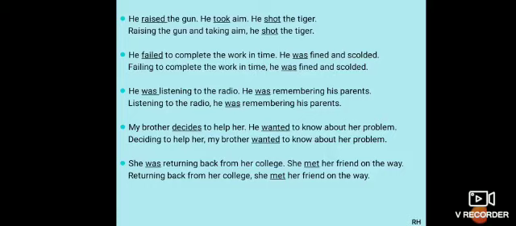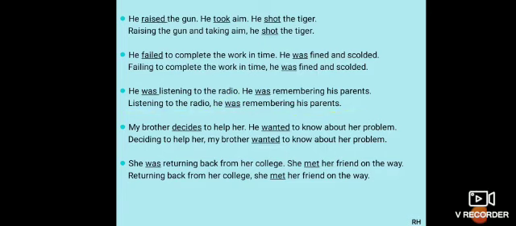Next, he was listening to the radio. He was remembering his parents. So was is the first finite verb. Another was. So now was listening. Now children, what we usually do? We change the action verb to the ing form. Now here your action verb is already in the ing form, that is listening. So I'll just remove was and I'll even remove he. So it is listening to the radio. Remove full stop, put comma. Capital H, change it to small h. So it is he was remembering his parents.